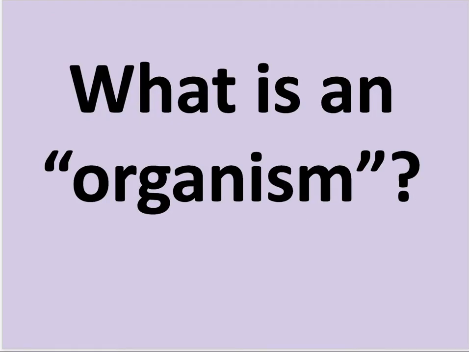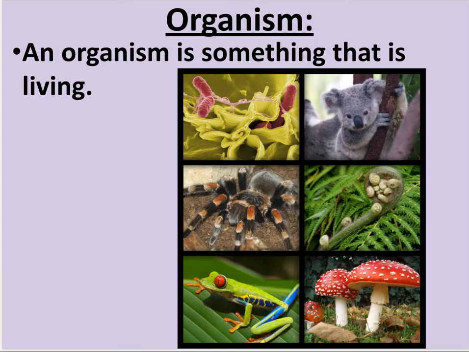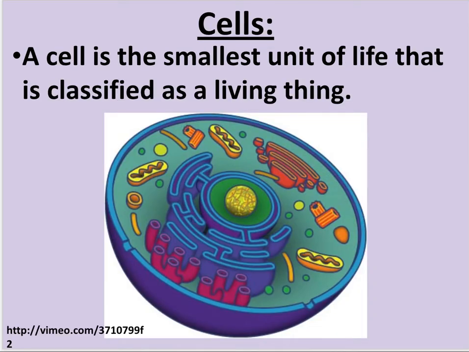So first, what is an organism? An organism is something that is living, okay? So when we look at these pictures, we might look at some of those and say, a mushroom? But these are organisms. They are living things. So we don't need to just think about a human or an animal. Many things are organisms. All right, now a cell is the smallest unit of life that is classified as a living thing. So cells are the smallest unit of life that are classified as a living thing. That's why they're the unit of life.